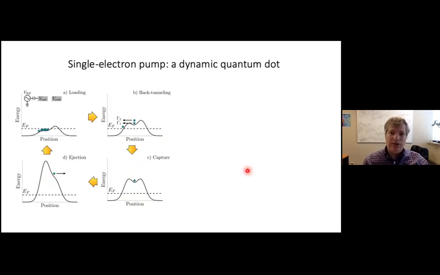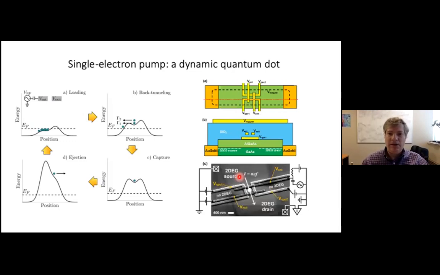Okay, now, there are several variations on the idea of an electron pump or electron turnstile. But this one that I've presented is conceptually the simplest one, and it's called a 1-parameter pump, since only one tunnel barrier is dynamically varied. And this is the kind of pump that we've actually realized experimentally.